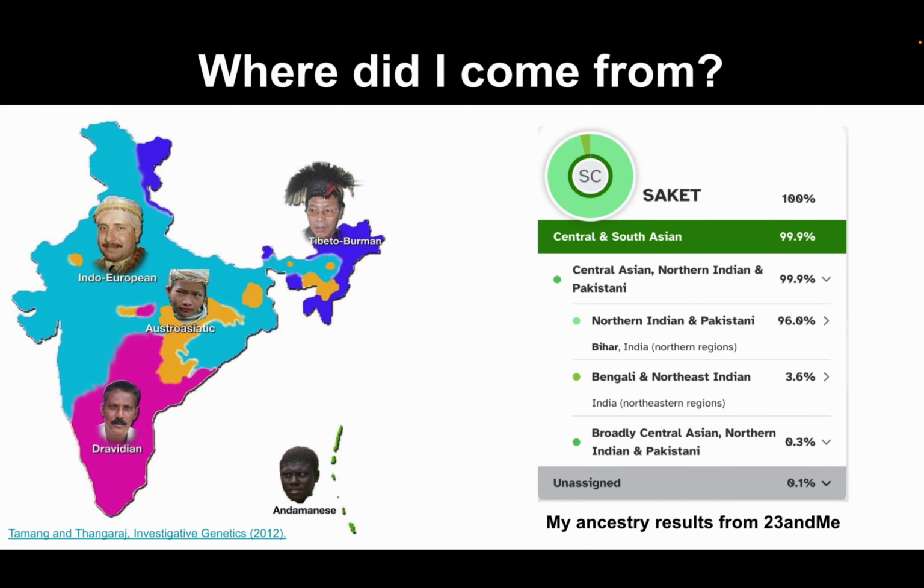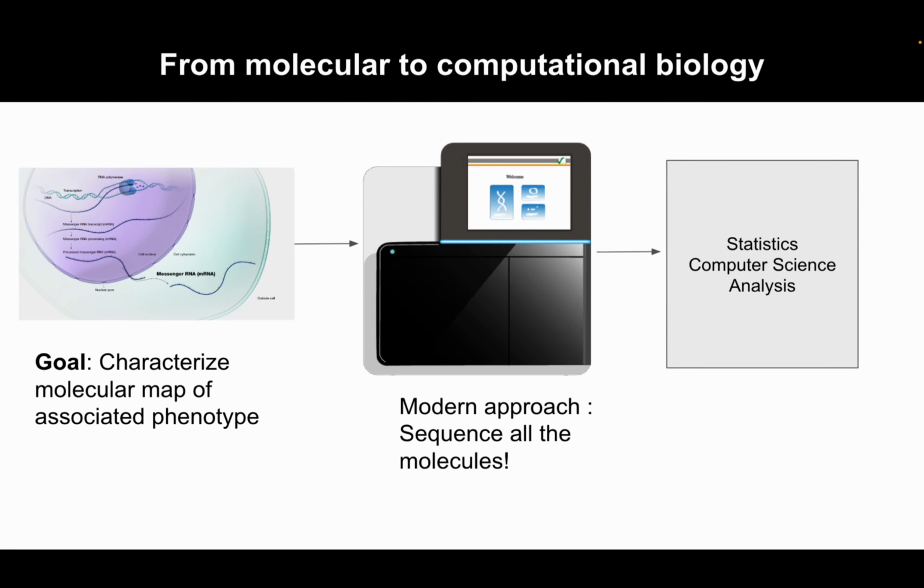And this is only one question that this answers. But the power of being able to sequence something or study something at the molecular level is phenomenal, right? So our goal is to characterize the molecular map of the associated phenotype. What is a phenotype? A phenotype is anything that you can somehow measure or observe. The reason I behave the way I do is something to do with the molecules that are shaping me, and I would really want to characterize this at the molecular level.